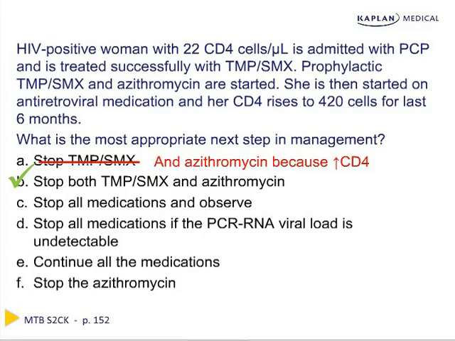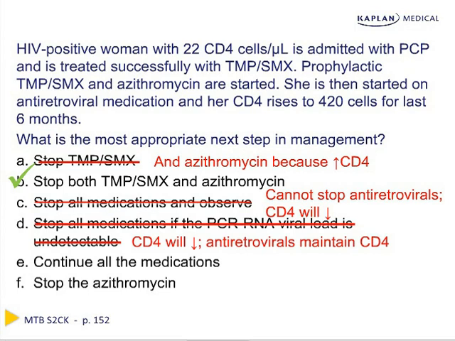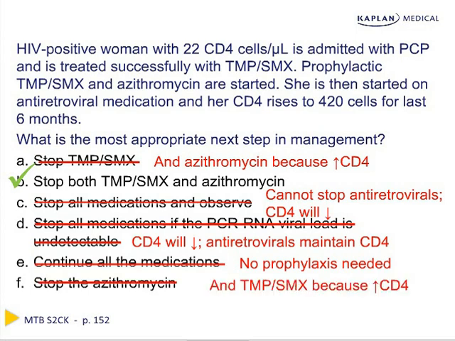Azithromycin is used as prophylaxis for atypical mycobacteria, such as MAI, and it's used only when the CD4 count drops below 50. Answer C is incorrect because we cannot stop the antiretrovirals. If we do, this patient's CD4 count is going to fall. Again, D is incorrect for the same reasons as C. Continuing all the medications is not necessary. With this patient's CD4 count being 420 for 6 months, prophylaxis for both PCP and for Mycobacterium is not necessary. Stopping the azithromycin alone also is not a correct answer because we also must stop the trimethoprim sulfamethoxazole.